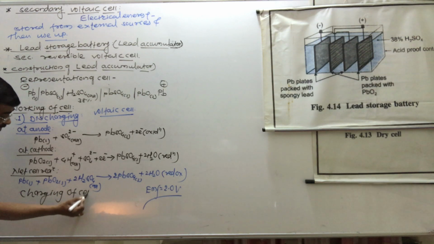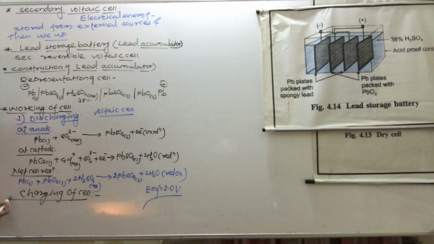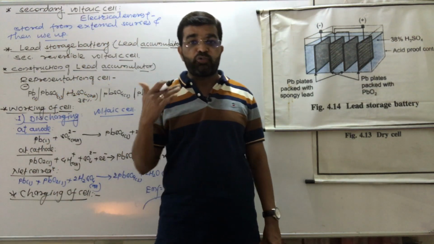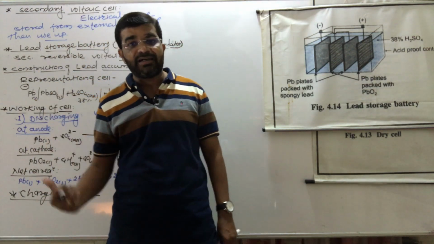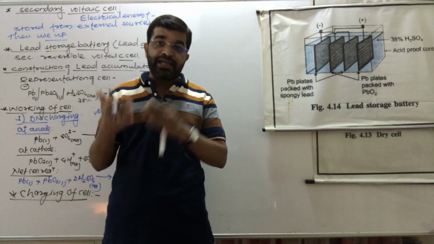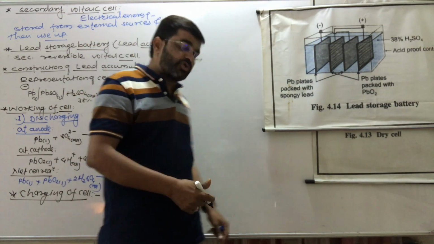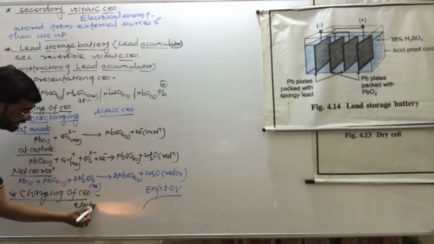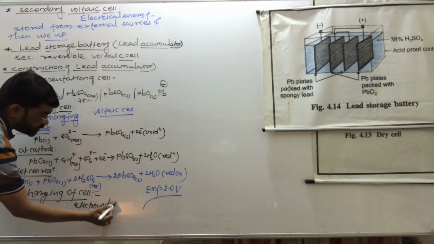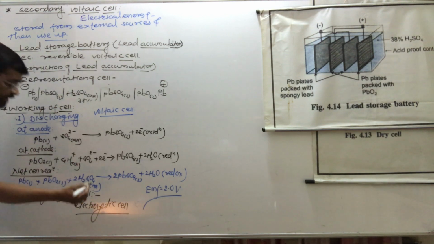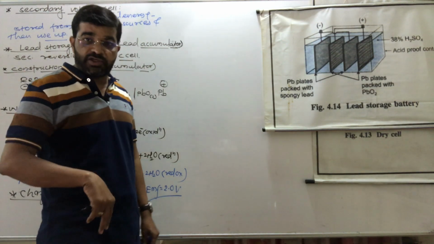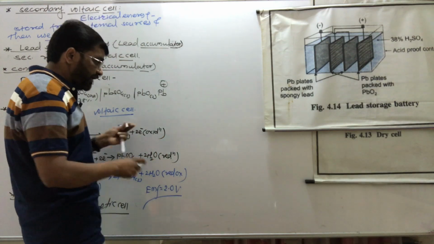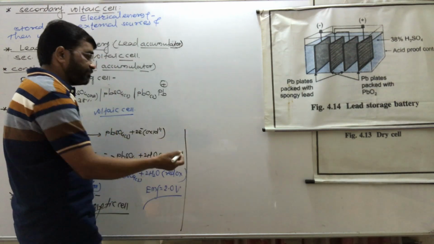Now we have to study the second point here, that is the charging of cell. One point you have to remember: when the external EMF applied to this cell is greater than the 2 volt, then cell reactions are exactly reversed, and this cell behaves as an electrolytic cell when the charging of cell takes place. Now we have to study those reactions during the charging of cell.